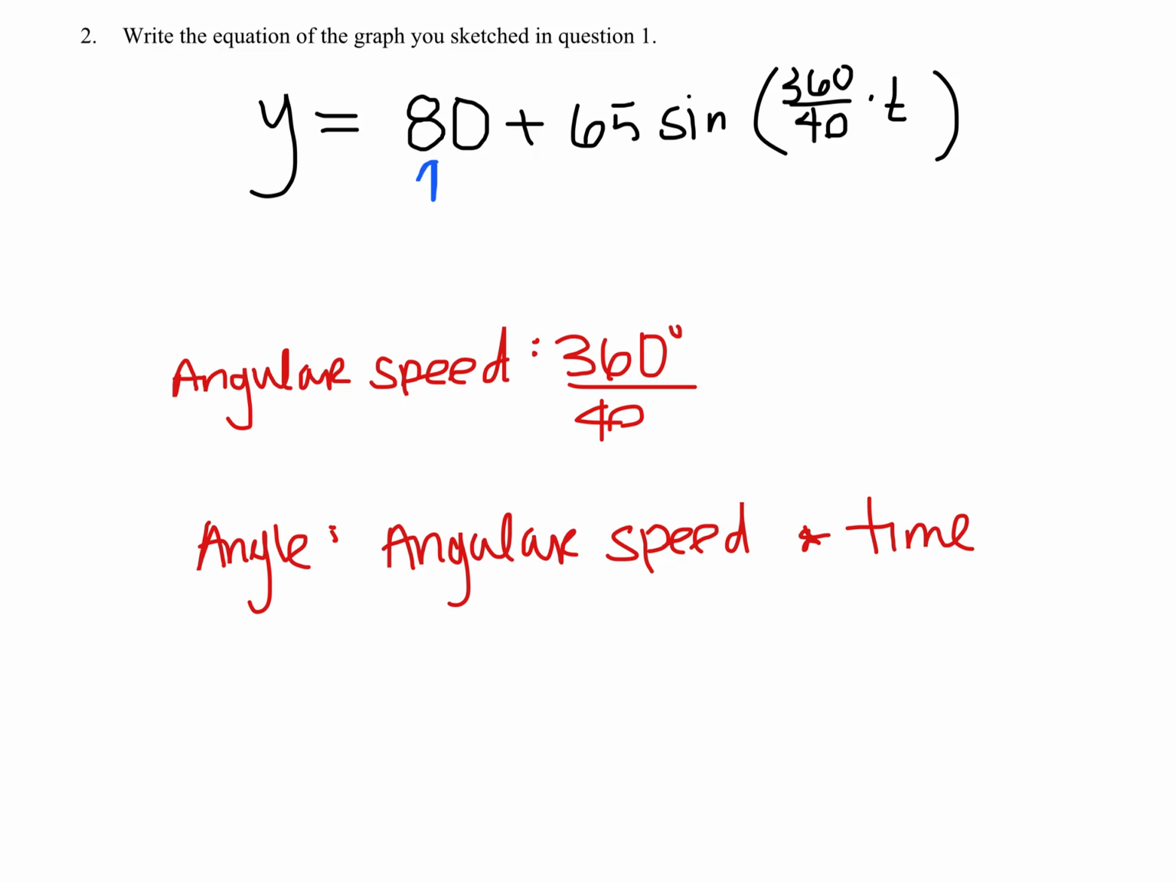This 80 right here represented my center height. The 65 was the radius. And the 40, that right there, was the time for one rotation.